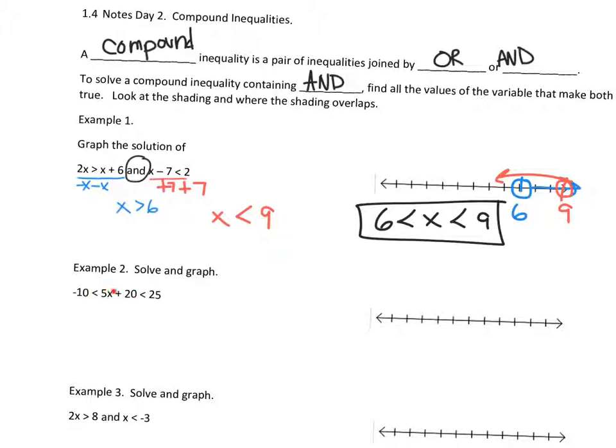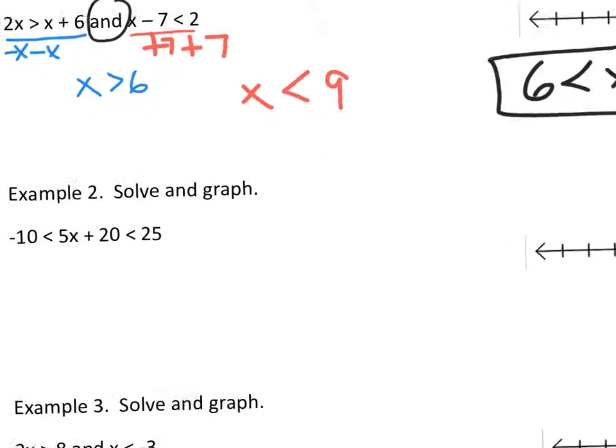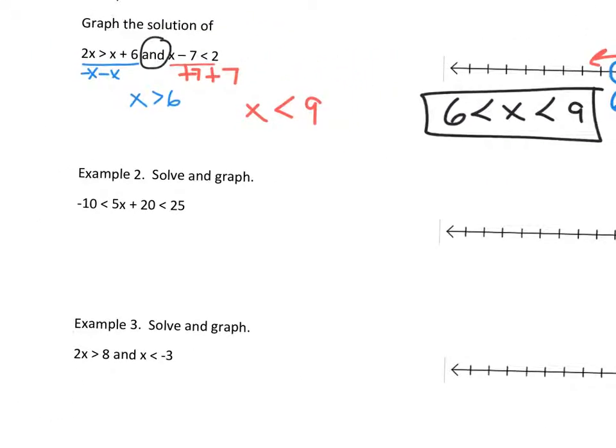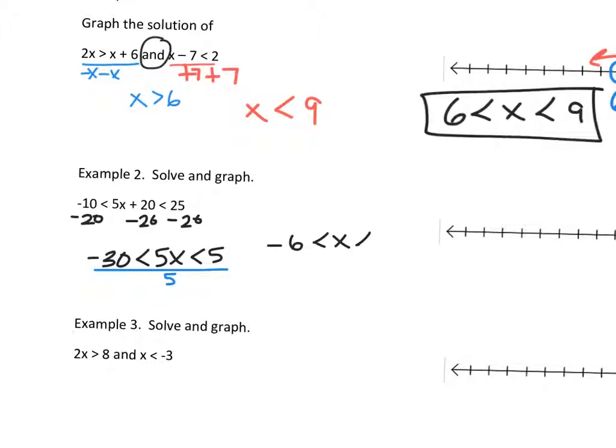This is also an "and" problem, except it's already written in this form. So to solve for x, I'm going to look at what I need to do in between the two inequalities. So I need to subtract 20 first from the middle, from the right, and the left. So I get negative 30 is less than 5x is less than 5. Then I divide everything through by 5. So it's going to be negative 6 is less than x is less than 1.